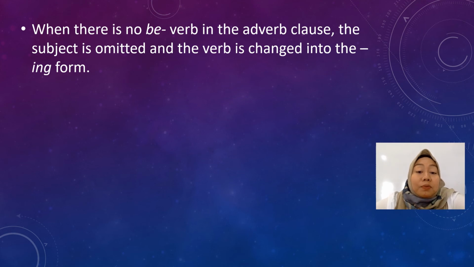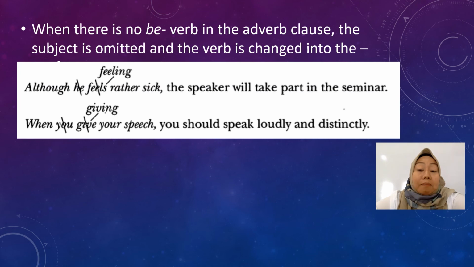Alright, so what happens if the adverb clause doesn't have a be verb? If there is no be verb in the adverb clause, the subject is omitted and the verb is changed into ing form. Let's take a look at the example here. Although he feels rather sick, the speaker will take part in the seminar. If we want to reduce the adverb clause, we omit the subject and change this verb into ing form. So it becomes, although feeling rather sick, the speaker will take part in the seminar.